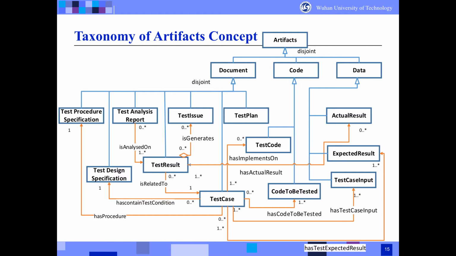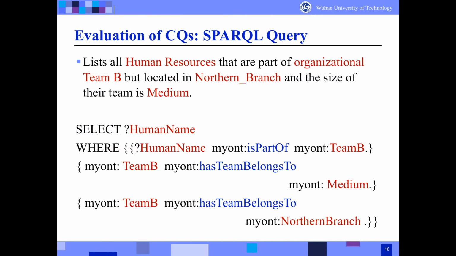So you can see the taxonomy, the hierarchy is clearly explained and the relationships are given here. This is just a part of it, and this is how we explain our ontology. And then we do the evaluation of CQs. As I said, SPARQL query is used for the evaluation of the CQs.